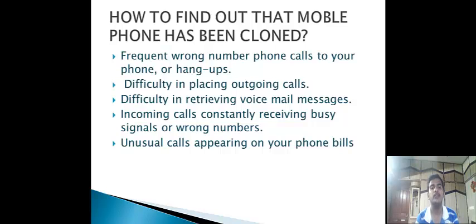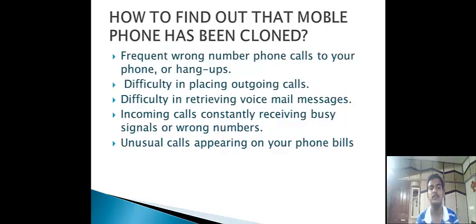And how to find out that a mobile phone has been cloned? This is one of the common methods to find out whether our phone has been cloned or not. We can follow these steps in our daily life, and we can prevent cloning. First one is frequent wrong number phone calls to your phone or hangups. These usually happen when our phone is hacked or cloned. Difficulty in placing outgoing calls. Usually when our phone is cloned, the cloned user will restrict some of the permissions, and thus our phone is unable to operate under normal conditions.